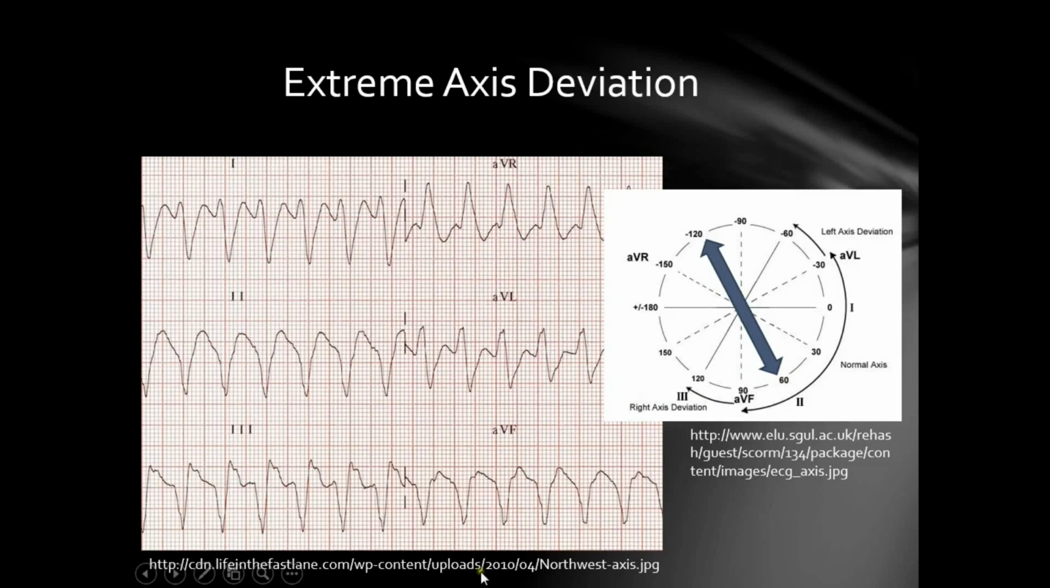Looking at the other leads, we can see that leads 1, 2, 3, and AVF are all negative. So logically, your cardiac axis must be going in the direction opposite to these leads. So your cardiac axis must be at minus 120 degrees. And to confirm, you can see that lead AVR is positive, so it's pointing towards lead AVR.